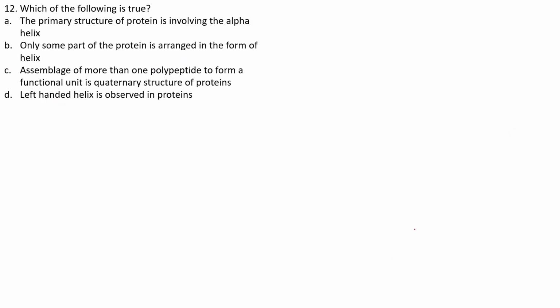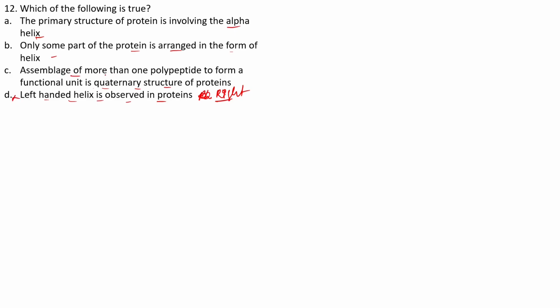Next, which of the following is true? The primary structure of a protein involving the alpha helix. Now the next statement is only some part of the protein is arranged in the form of a helix. Assemblage of more than one polypeptide to form a functional unit is the quaternary structure of protein, and a left-handed helix is observed in proteins. We know that it is mainly right-handed structures you find in the case of proteins. Hence, this statement is wrong.